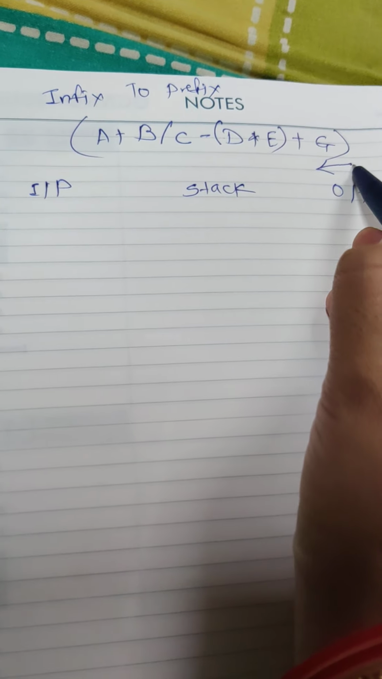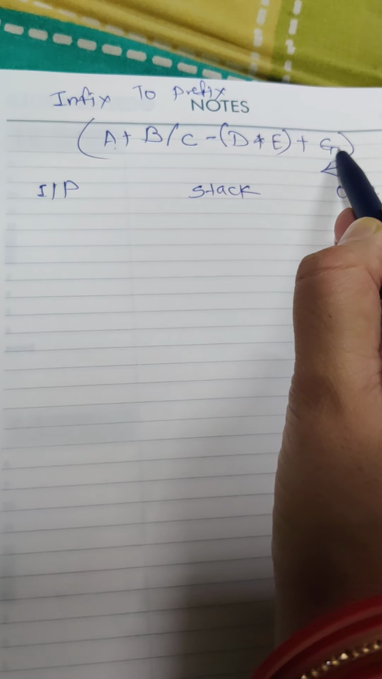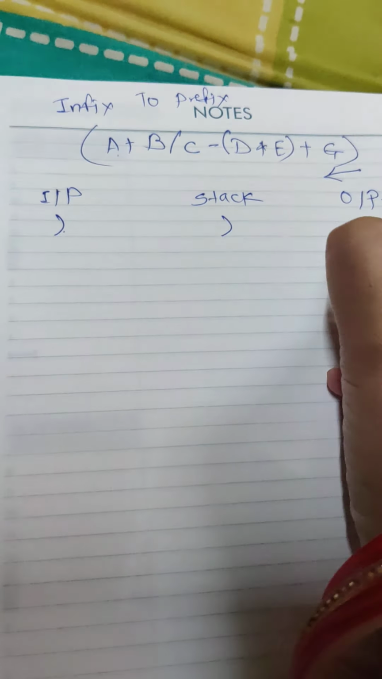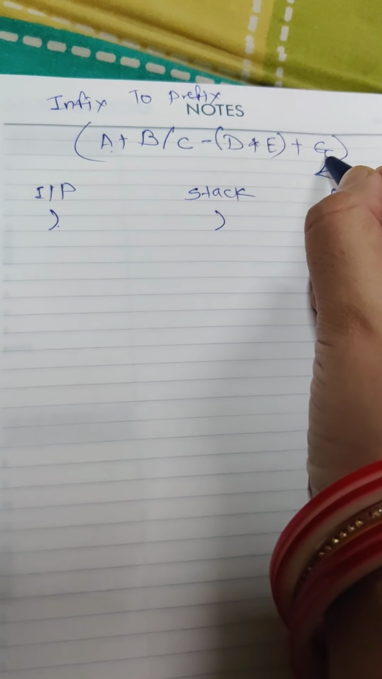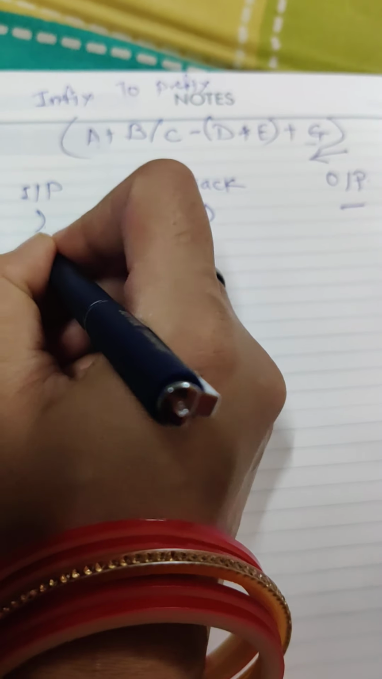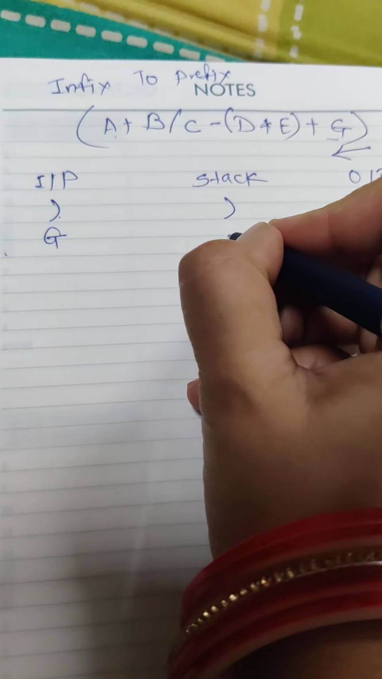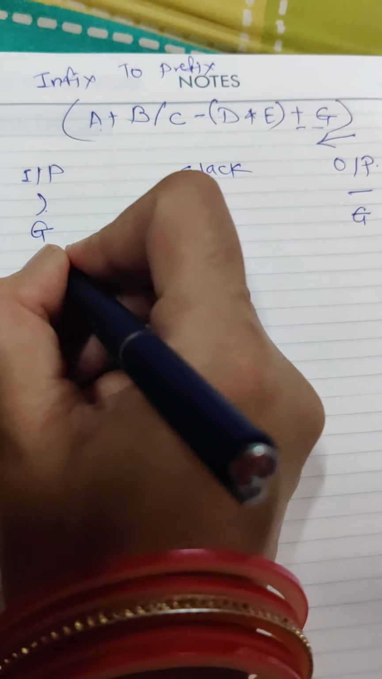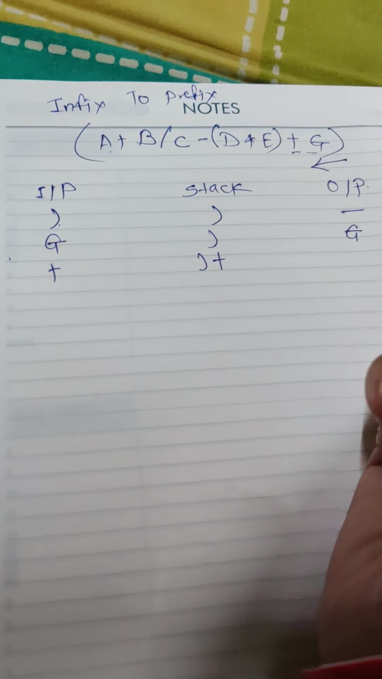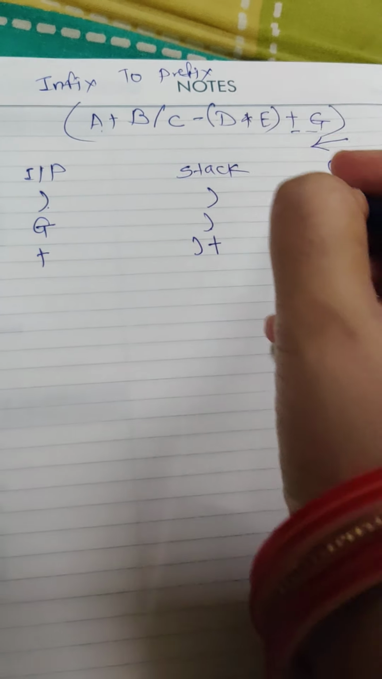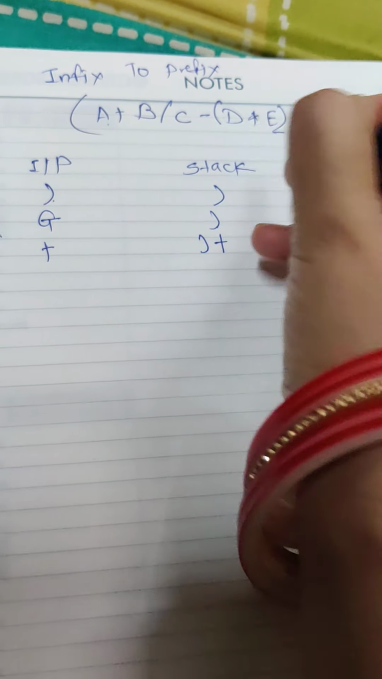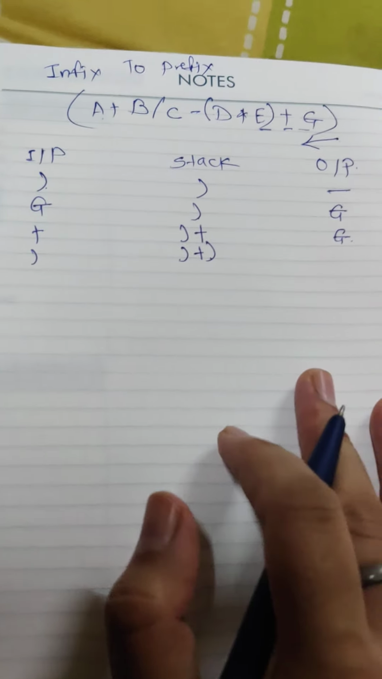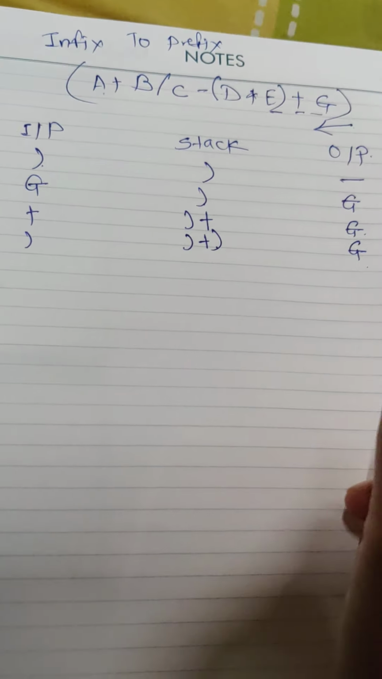So now starting from right to left, the first thing that comes in the expression is a parenthesis. So the parenthesis will be moved to the stack, and the output will be a dash. Now next is G. G is what? Operand. So the operand is moved directly to the output. So G will be moved over here. Next is the addition operator. So the addition operator will be moved to the stack, and the output will be G. Then next is again the opening parenthesis. So the opening parenthesis will again be moved to the stack, and the output will be the same, G.